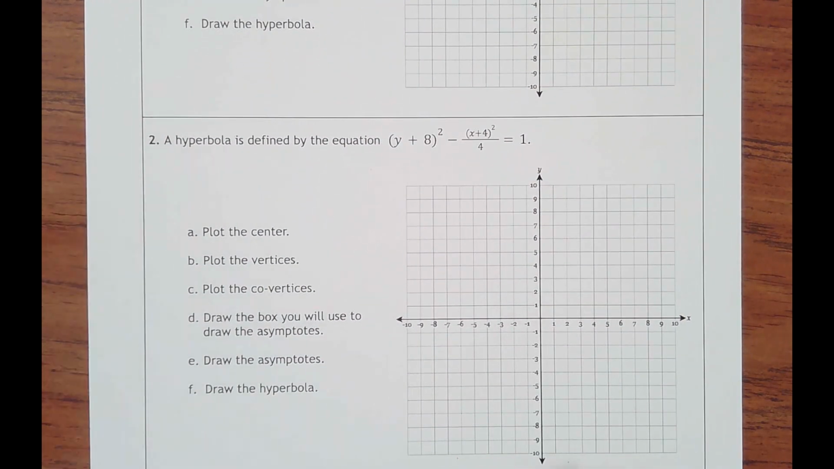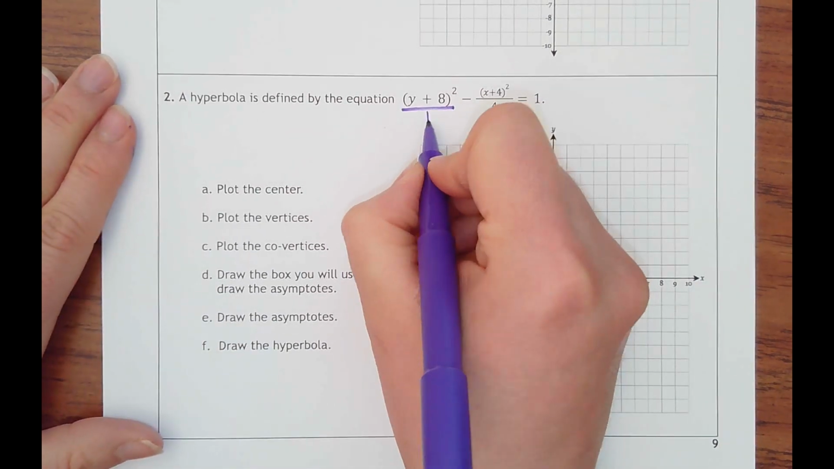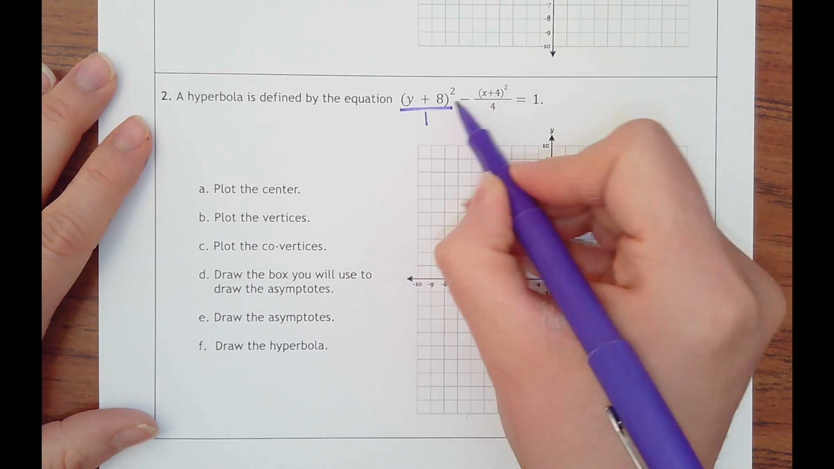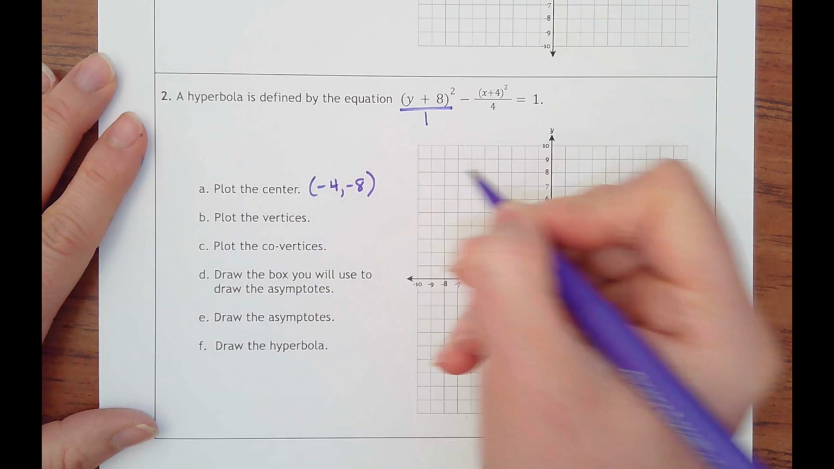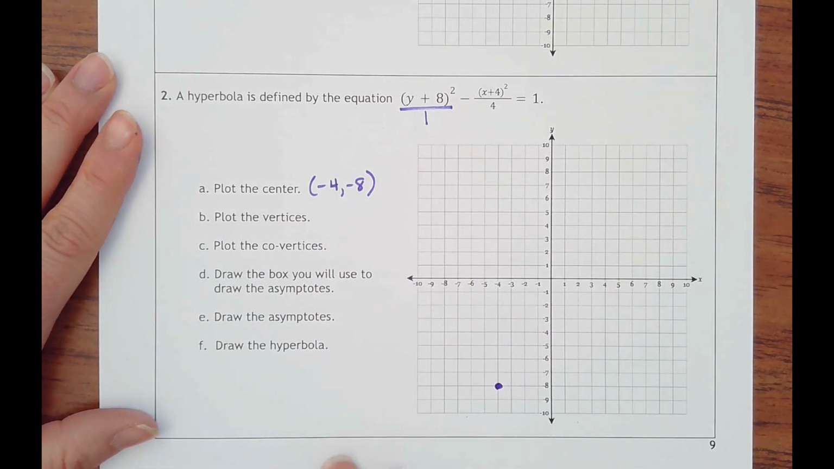Let's try another one. This one doesn't look like the same form because this is not over 1, but it is. So the center here, make sure you're still going x and then y. That would be -4, -8. Let's be all the way down here.